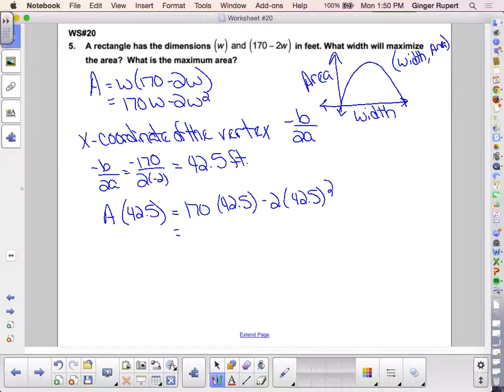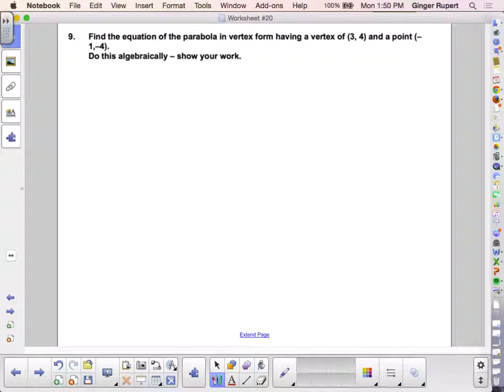And that will give me an area of 3,612.5 feet. Okay. Next problem we're going to take a look at is number 9. It says find the equation of the parabola in vertex form, having a vertex of (3, 4) and a point (1, -4). We want to do all the algebra for this.